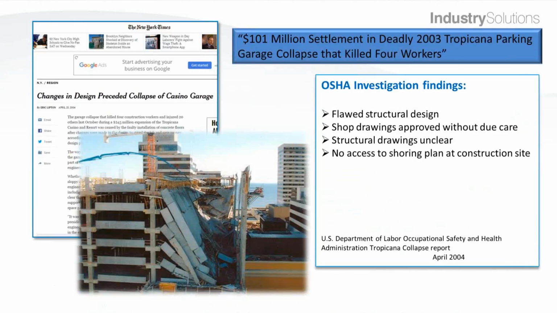An investigation by OSHA revealed that the structural design was flawed, the shop drawings were approved without due care, and the structural drawings lacked clarity. To make matters worse, the construction team did not have access to the shoring plan at the construction site, so it was impossible for them to determine whether the slabs and beams had been properly shored. This disaster was very costly to Desimone in terms of both dollars and reputation. But the real tragedy is that this accident could likely have been avoided with better data management and project collaboration.